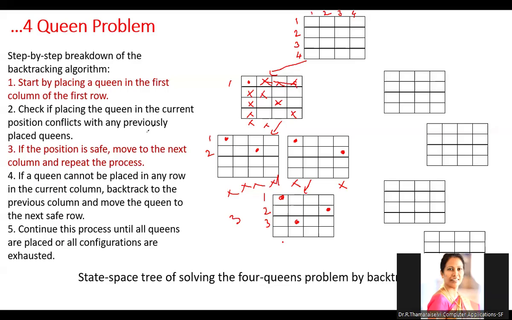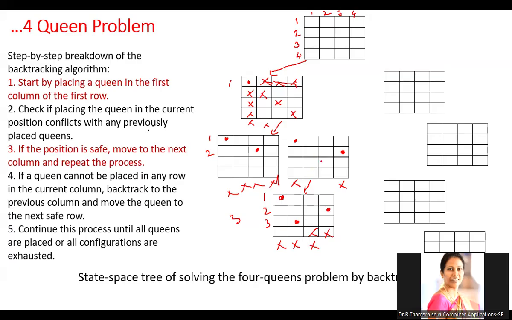After that, the fourth queen. How do we choose the fourth queen? First column, you cannot. Second one, cannot. Third one also you cannot, because if you place it here, the diagonal will be attacked, so this is also not possible. The fourth one is definitely not possible because this column already contains a queen. So you cannot proceed like this.